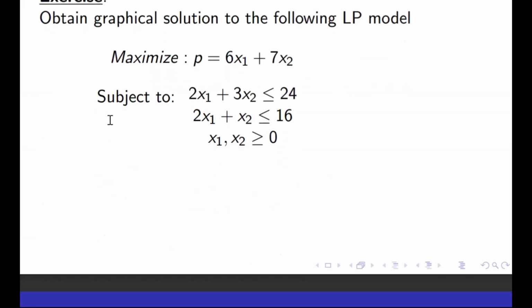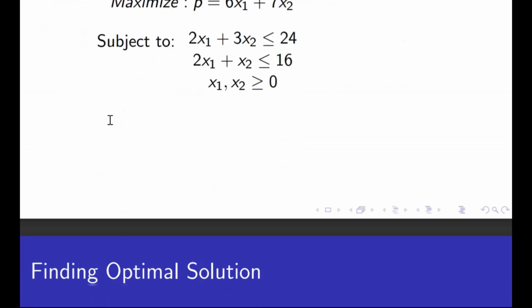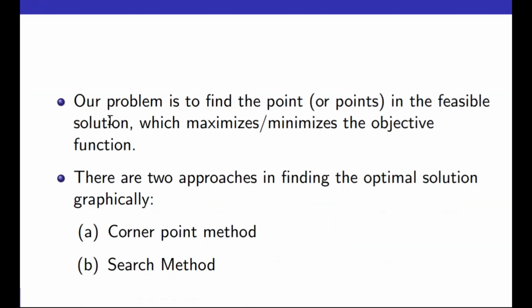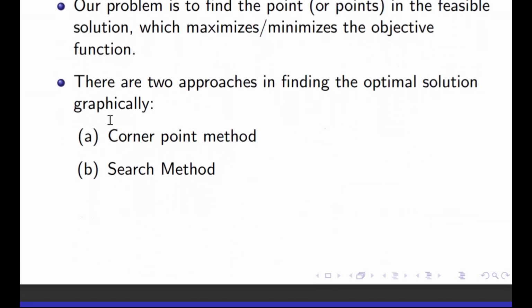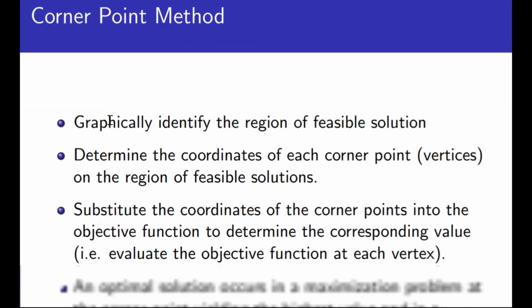Next up, we have obtain the graphical solution to the following LP model. So we have P equal to 6x1 plus 7x2 subject to the following. Our problem is to find the points or the point in the feasible solution which maximizes or minimizes the objective function. There are 2 approaches in finding the optimal solution graphically, corner point method and search method.